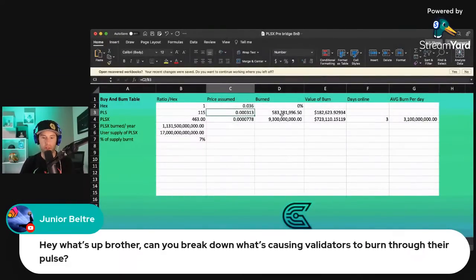Now this kind of all went out the window here, but still, right now 9.3 billion PulseX have been burnt, and 583 million pulse have been burnt. If we were to continue at this rate, which is 3 billion a day for PulseX, 7% of the supply would be burnt in a year. Now, this isn't going to happen because the price is going to fluctuate and change the amount of PLX purchased through the buy and burn per dollar. But still, imagine this: 7% of the supply removed if we tried to stay at this price, if there was a lot of sellers.